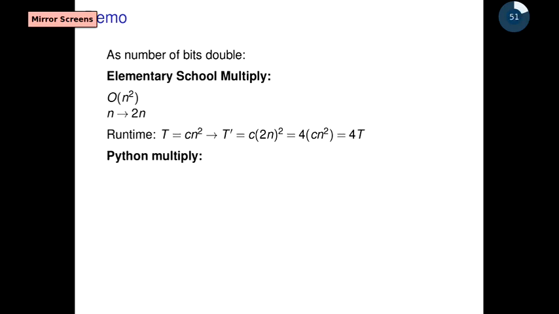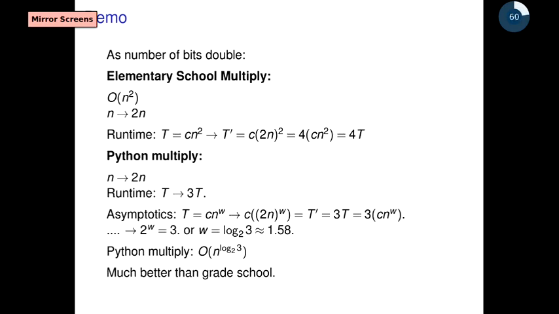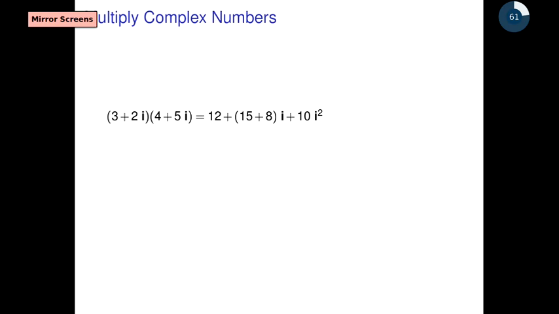Okay, so now, the Python multiplier was much better than grade school, right? I know, I'm not so good at multiplying, so I hope these numbers are right. But remember multiplying complex numbers? Who knows how to multiply complex numbers? Okay, well, for the rest of you, I'm sorry. There's an i involved, and I hope you're just shy about raising your hand. But this is 3 plus 2i and 4 plus 5i. i is the square root of -1. It's an imaginary number.